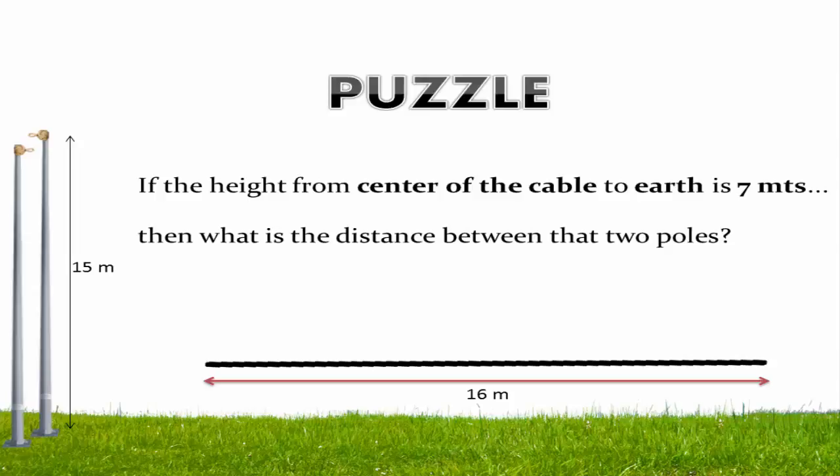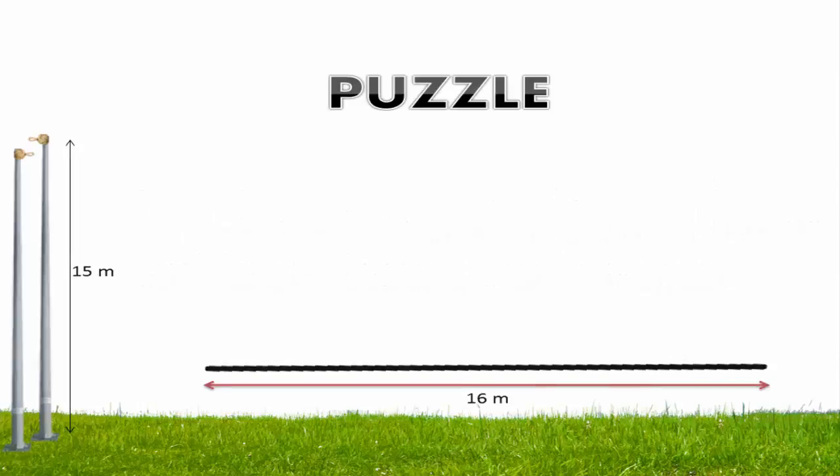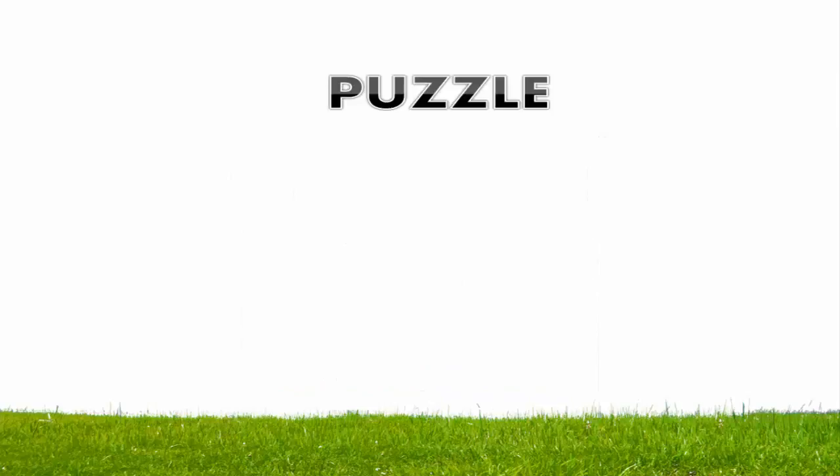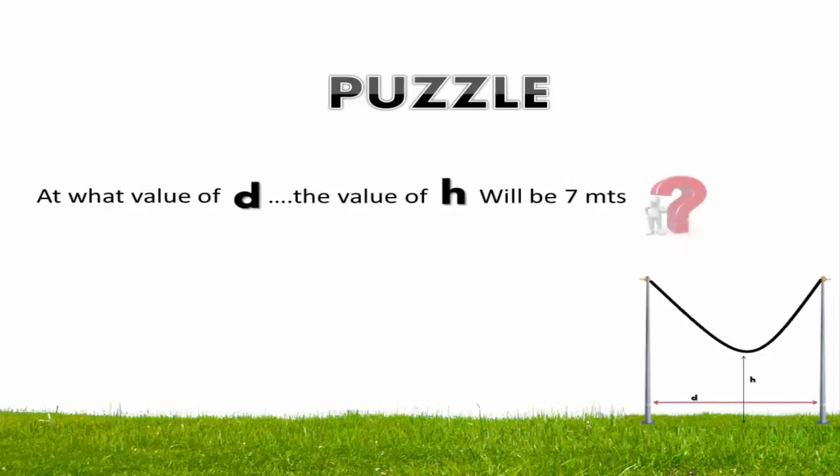Or if we have a look at it in mathematical notation, we have h representing the height from the center of the cable to earth, and we have d as the distance between the two poles. So at what value of d will the value of h be 7 meters?